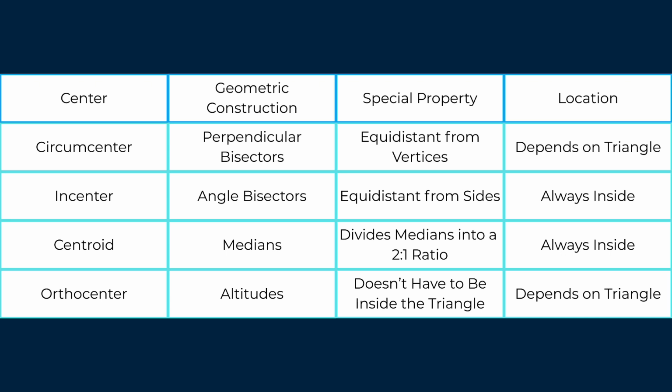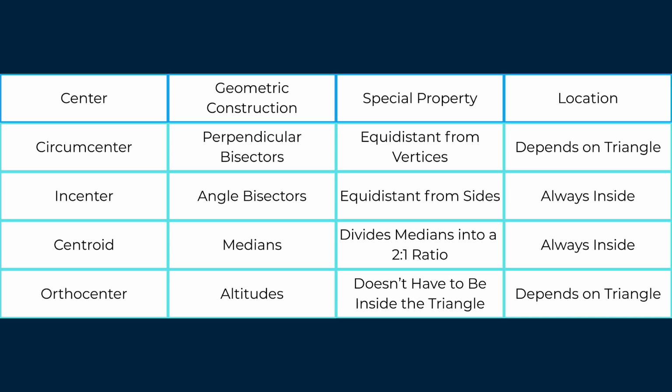Now, we also have a lot of special properties that we haven't already discussed, such as the circumcenter is equidistant from its vertices, and the incenter is equidistant from the sides. The centroid divides the medians into a 2-to-1 ratio, meaning that the centroid is exactly 2/3 of the way from the point to the line.